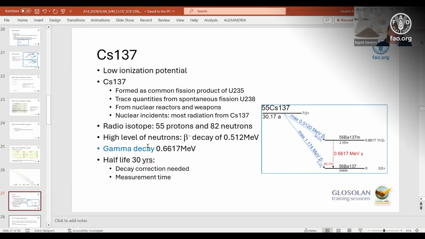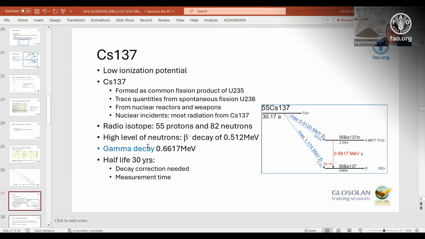So Cesium-137, a completely other isotope. It has a low ionization potential. It's formed as a common fission product of uranium-235. There are also trace quantities present from spontaneous fission of uranium-238. It's present from nuclear reactors and from nuclear weapons. And of course, it's also present in nuclear incidents. And most of the radiation in a nuclear incident is coming from Cesium-137.